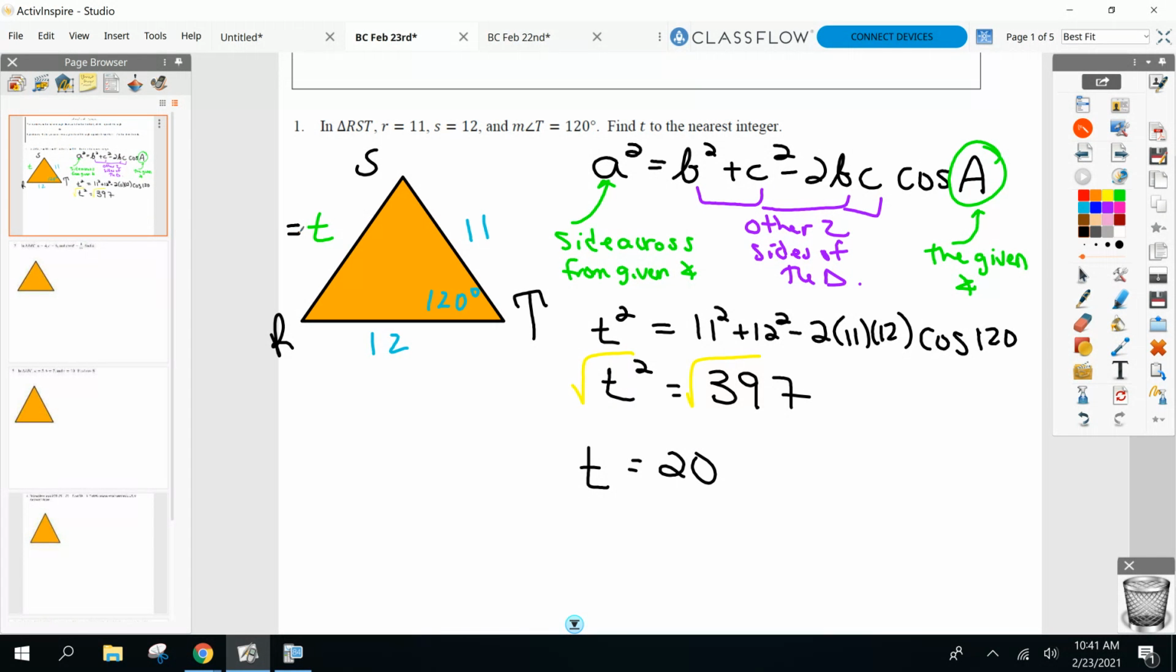If I plug 20 in here for T, that kind of makes sense. Because is there going to be a bigger angle than 120? Absolutely not. You know your geometry. There's not going to be a bigger angle than 120. So if 120 is the biggest angle, it should be across from the biggest side, which it is. All good here so far? Everyone all right with number 1? Questions at home?